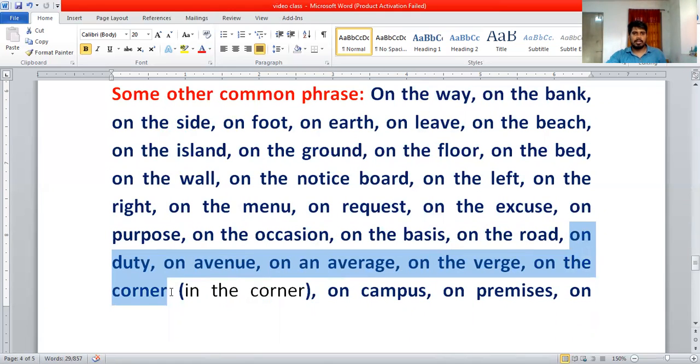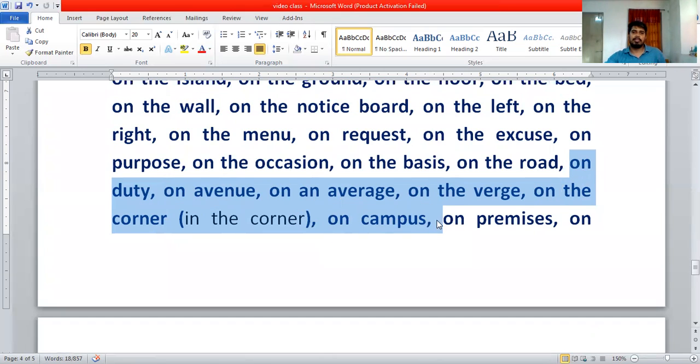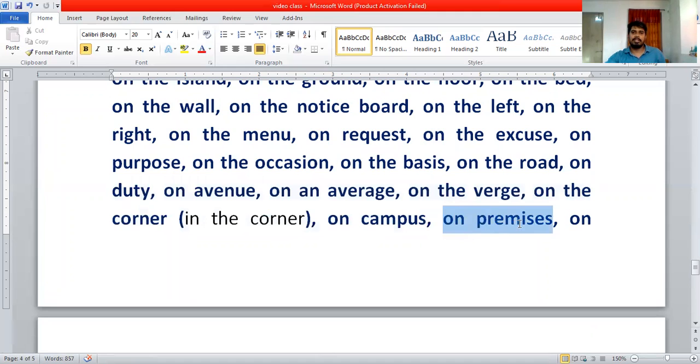On the corner. Also in the corner. On the corner means outside corner, and in the corner means inside corner of a building, of a place. On campus. Now I am on campus. On premises. They held a cultural function on our school premises.